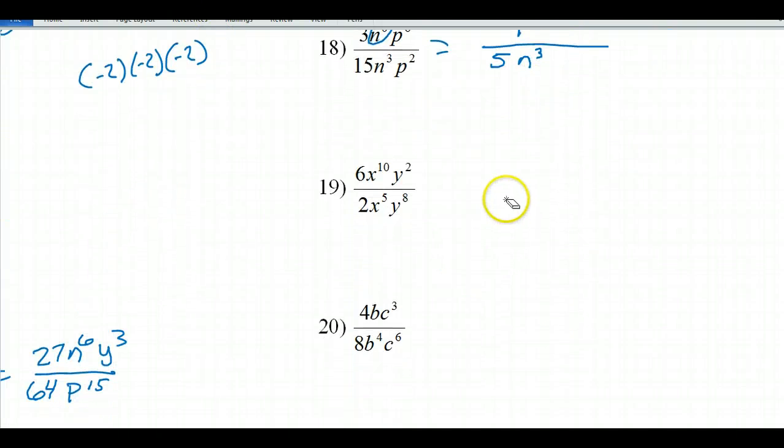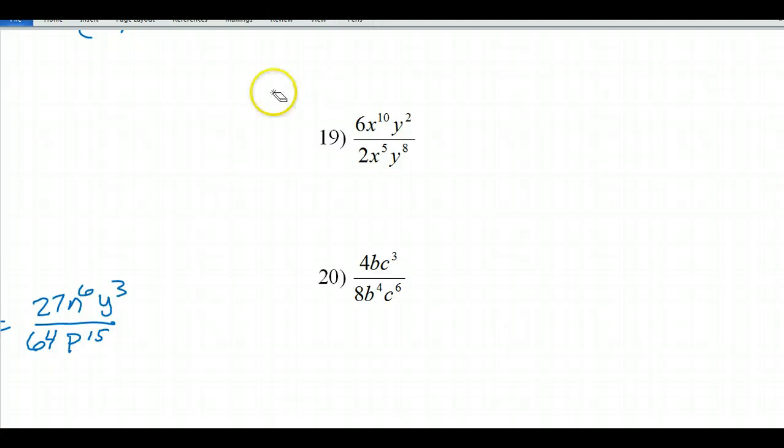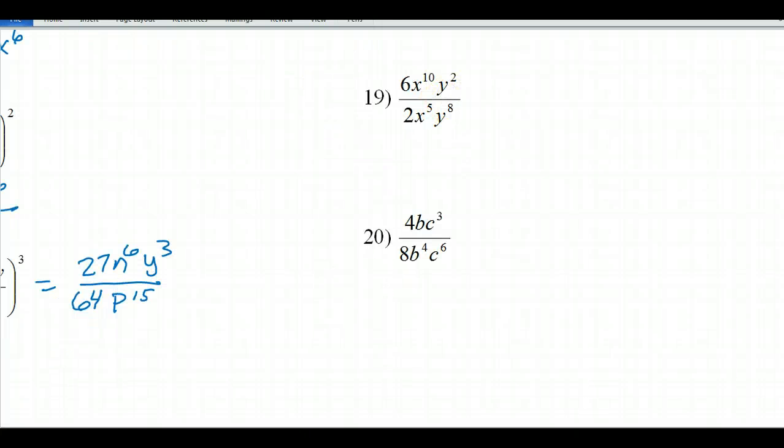Alright, number 19. Same type of thing. We have 6 divided by 2, that's 3. The 5 x's in the bottom are going to take out 5 of the x's in the top. So that's going to leave x to the 5th power up there. The 2 y's in the top are going to take out 2 of the y's in the bottom. So that's going to leave 6 y's in the bottom.